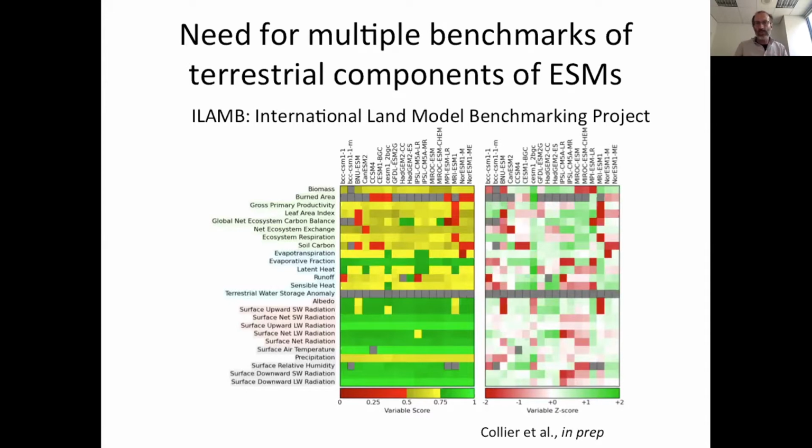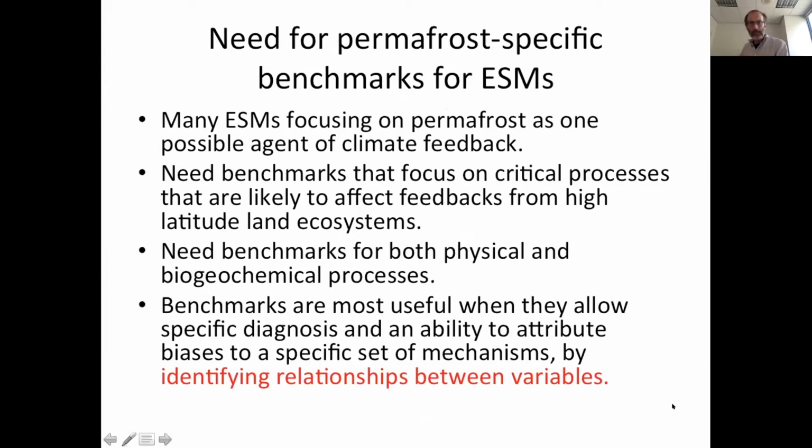And so this is all coming at the global perspective. And one of the things that's needed now is to focus in on some of these high latitude specific things to get at the permafrost carbon feedback benchmarks. Just to reiterate, we need some permafrost specific benchmarks for Earth system models. As Dave said, a lot of the ESMs are focusing on permafrost because it's this possible agent of very strong climate feedback. And we need benchmarks to focus on the critical processes that are likely to affect these ecosystems, both physical and biogeochemical, carbon, methane type processes.